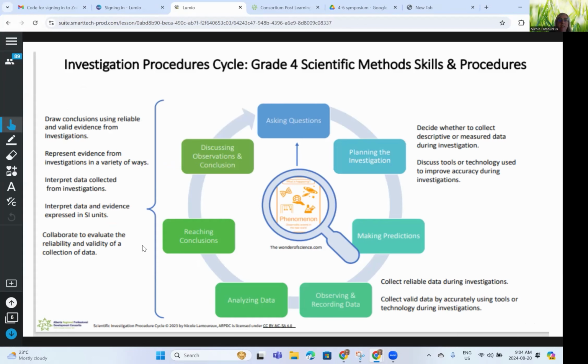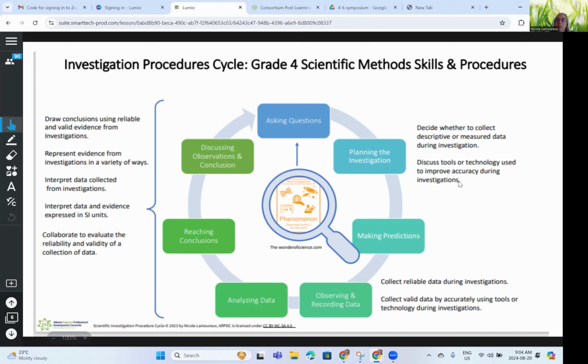All right. So in grade 4, what you should see now is what I'm seeing, and now what I've done isn't always set in stone. There could be an argument for different locations. Don't worry. Decide whether to collect descriptive or measured data during an investigation should happen during the planning phase. That's probably when they should be thinking, is this descriptive or measured data that we're collecting, right? And discuss tools or technology used to improve the accuracy, right?